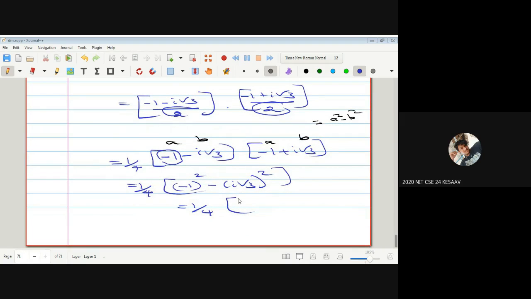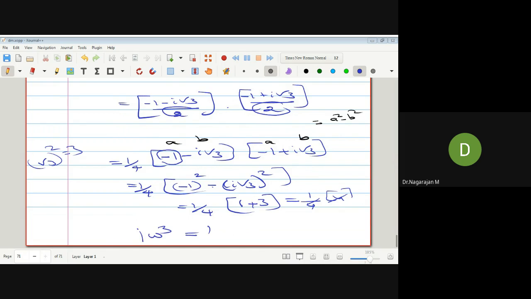I squared value? Because (i root 3) whole squared. Therefore, i squared is minus 1, so minus 1 plus root 3 squared. Root 3 squared equals 3. Therefore, 1 plus 3 is 4, and 4 by 4 is 1. What is the result here?